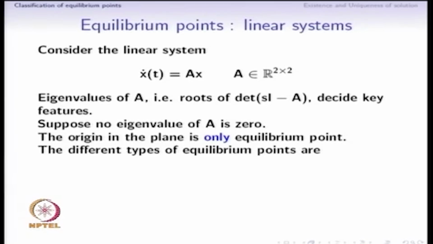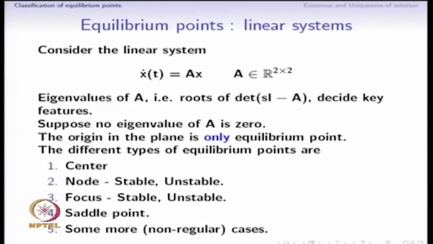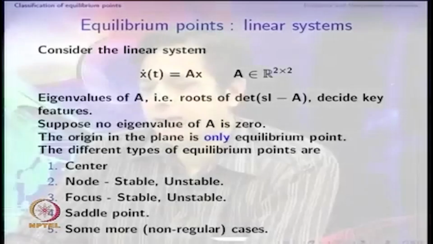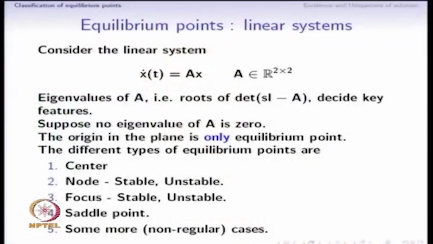The different types of equilibrium points for this situation are center, which we had just begun seeing, the node, in which case it can be a stable or unstable node, then there is a focus, a stable or unstable focus, a saddle point, and some other situations, for example, when there are repeated roots and when there is one or more eigenvalues at 0. Those are the situations we will see separately.